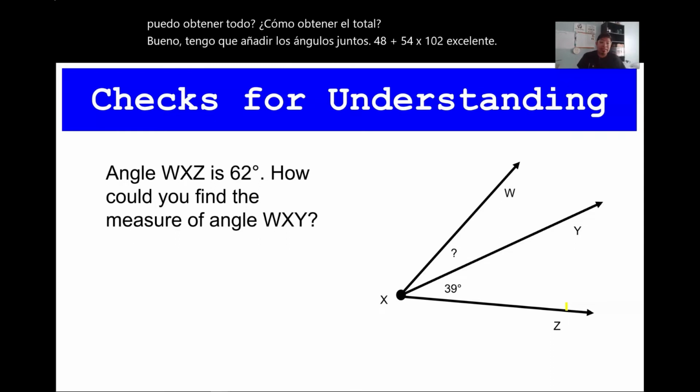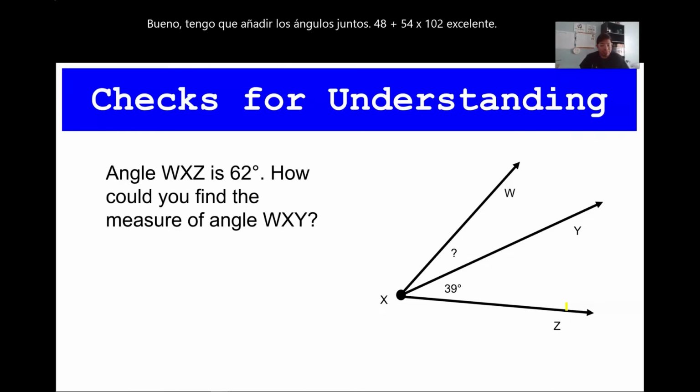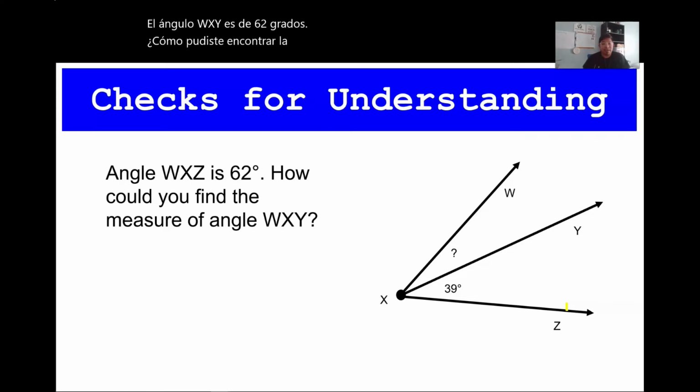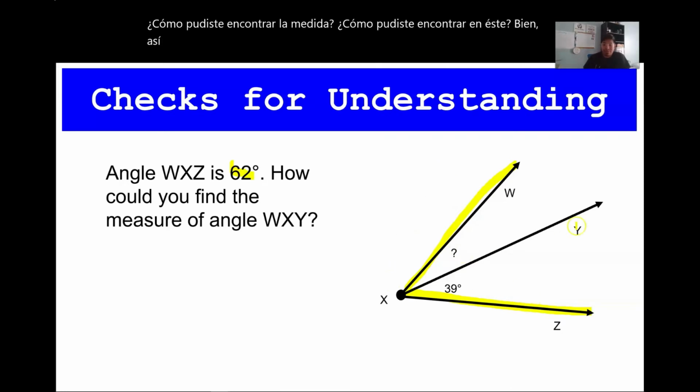Angle WXZ is 62 degrees. How could you find the measure of angle WXY? Okay, WXZ. So the whole thing is 62. How could you find this one? This one is 39, but how do I find the other one, the one that's missing?